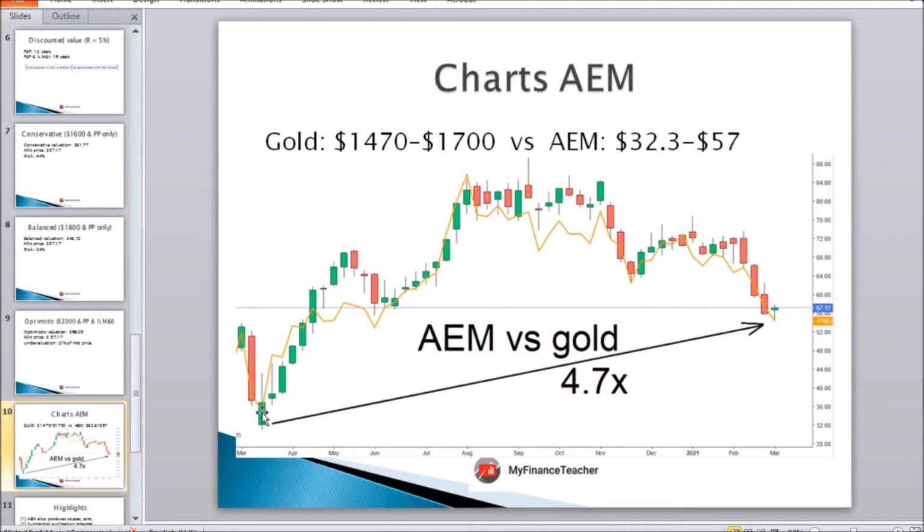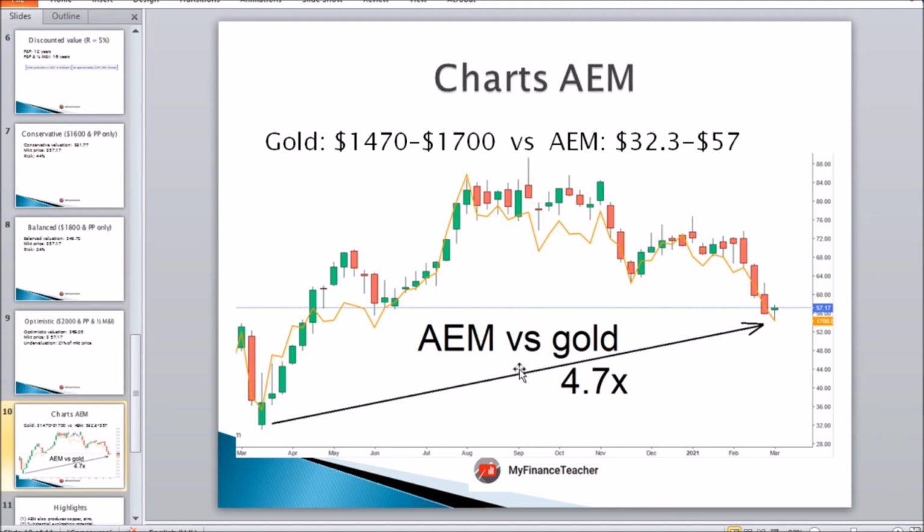Since the lows in March 2020, gold has gained around 16% into March this year. At the same time, AEM outperformed gold by around 4.7x, by around a factor of 4.7. Let's bring this factor down to, say, 4. Hence, if gold comes back to, say, $2,000 per ounce on average over the next couple of years, which is around a 25% gain, let's say, multiply that by 4, that's a 100% gain for AEM.